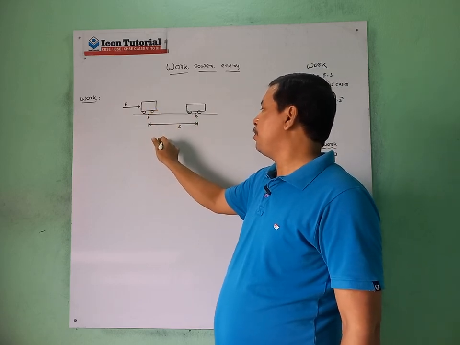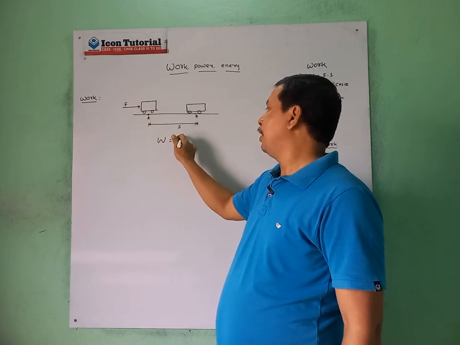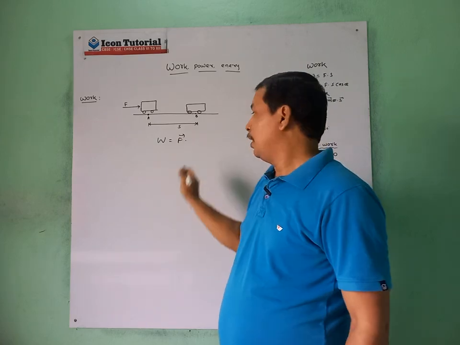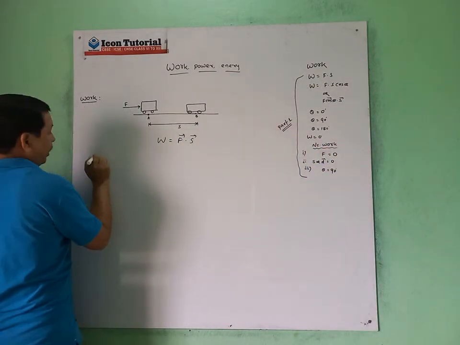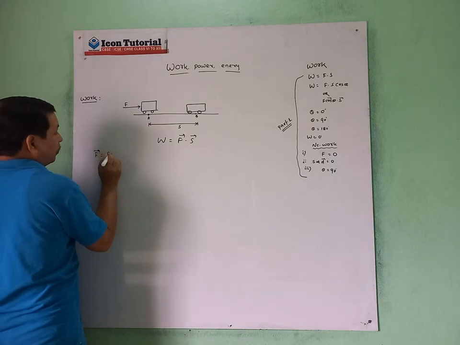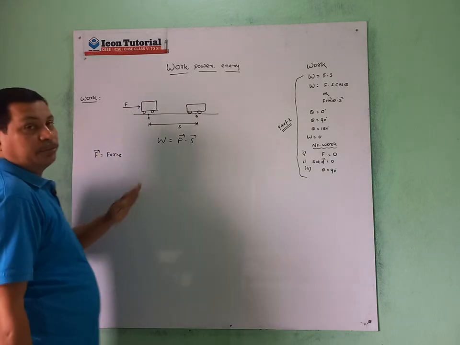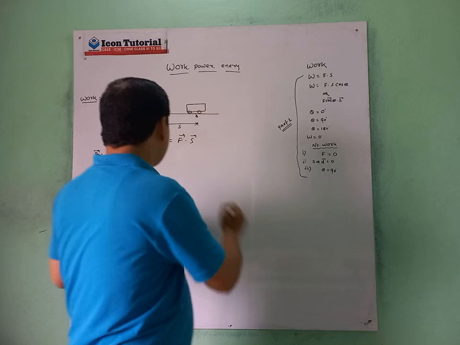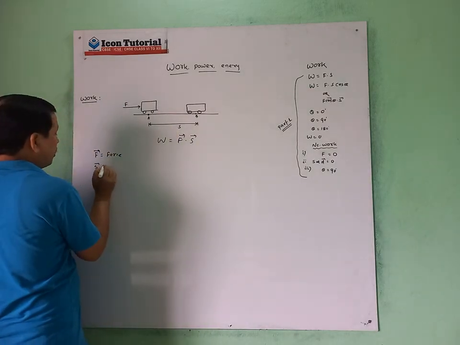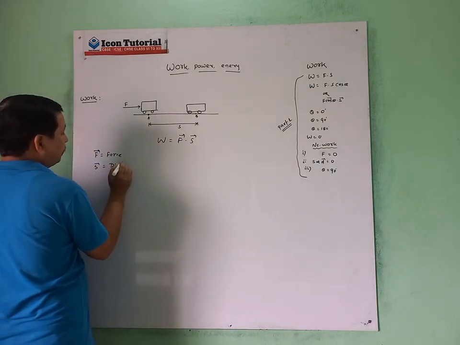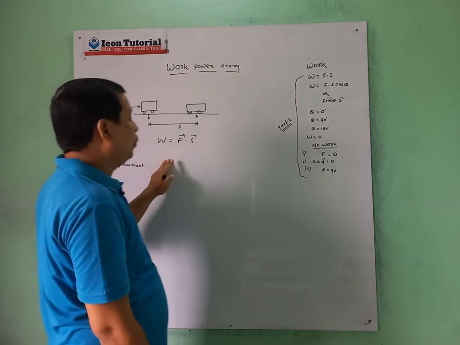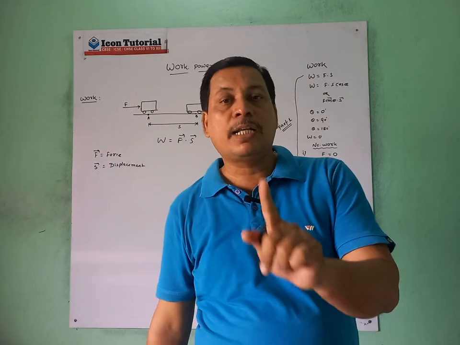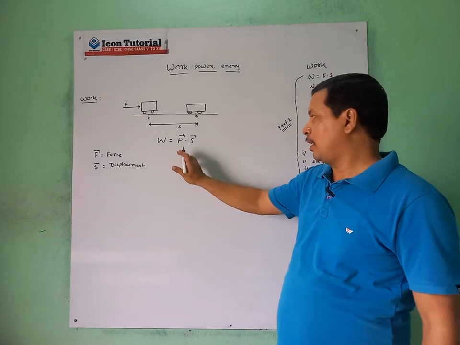So W is equal to F dot S, that is a scalar product. F stands for force, and S stands for displacement. It is a dot product, or scalar product.